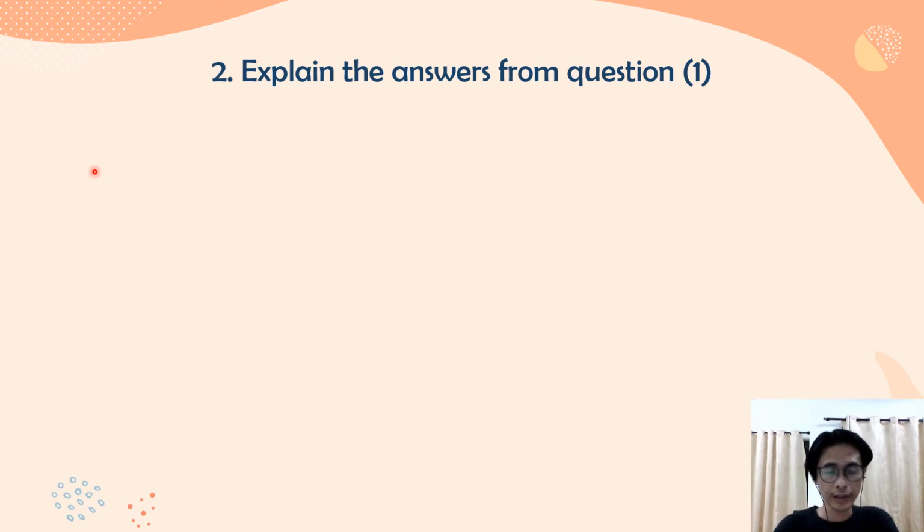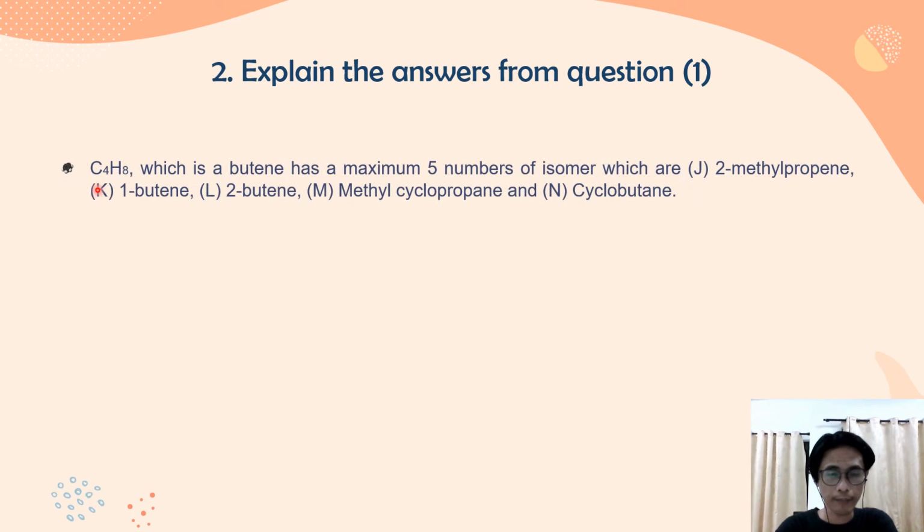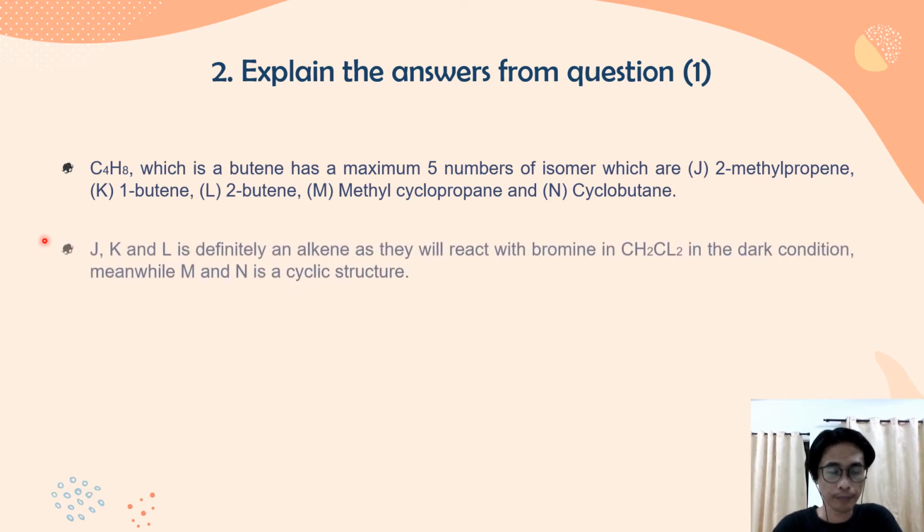Okay, so to explain our answers in the last slide, the question gave the molecular formula of C4H8, and it asked for 5 isomers for this formula. So the 5 isomers that we could find were J, 2-methylpropene, K, 1-butene, L, 2-butene, M, methylcyclopropane, and N, cyclobutane, just like what was shown to you just now.